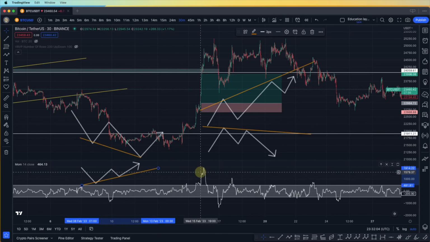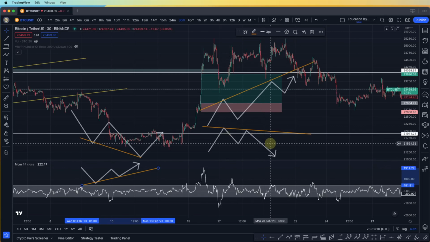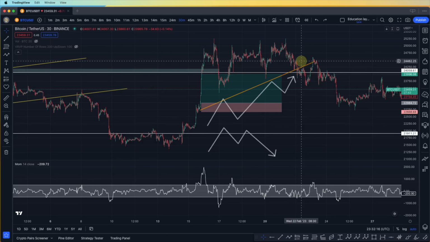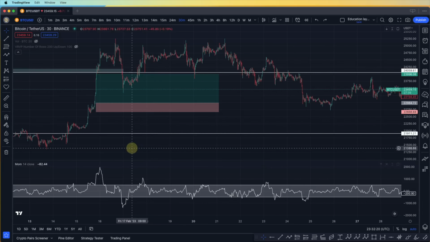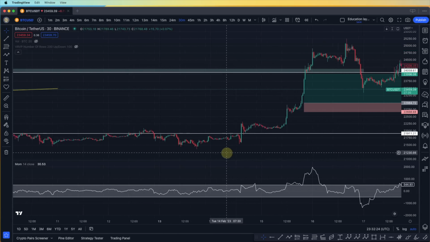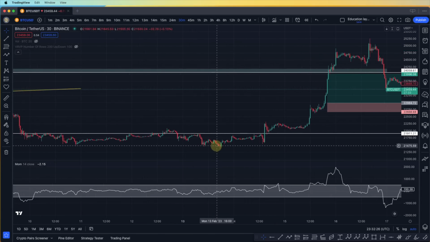I'm going to go one more step ahead and show you what this one is. Just quickly delete this one. We're going to go to the lower time frame and show you what this one is.